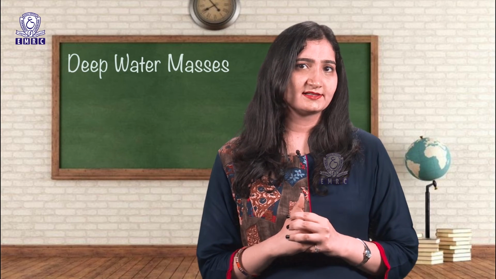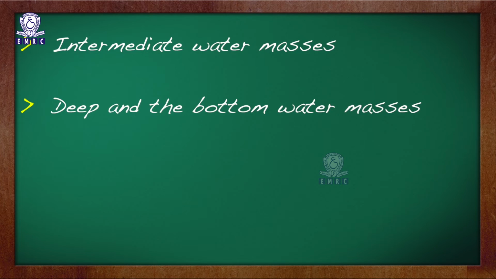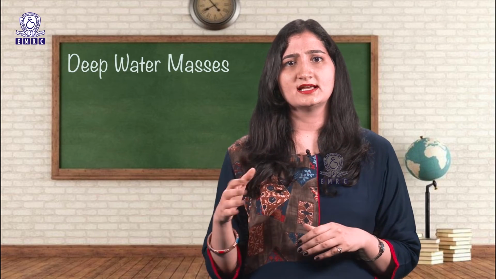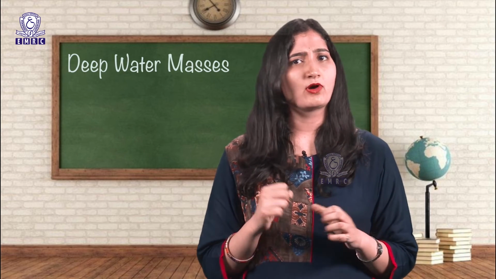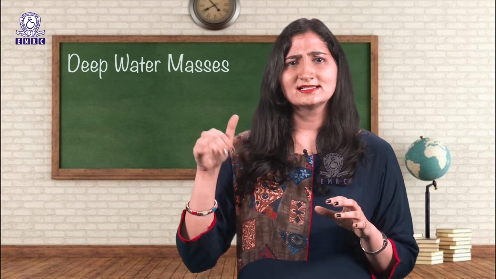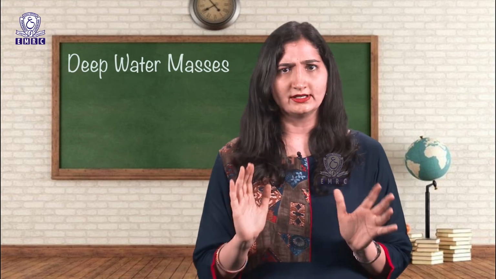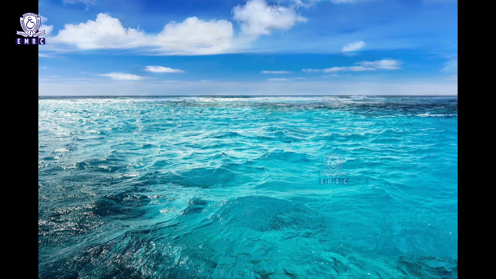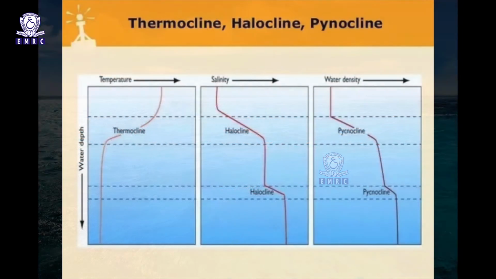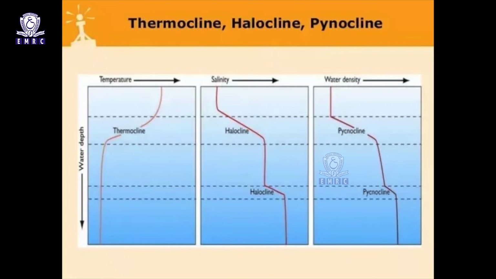Deep water masses. The deep water masses are classified into two categories: intermediate water masses and the deep and bottom water masses. The intermediate waters, as they are called, are less dense than the bottom waters, so they can sink to the intermediate depths only. These water masses are found in all the major oceans of the world at high latitudes. According to Sverdrup, at the Antarctic convergence, water of low salinity and low temperature sinks.